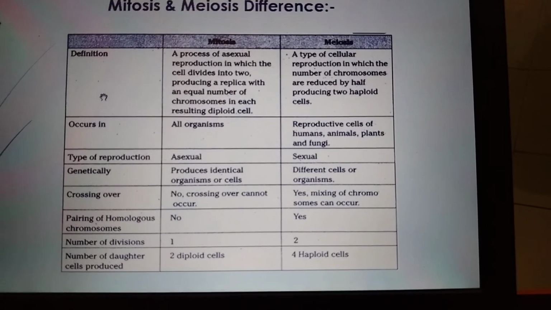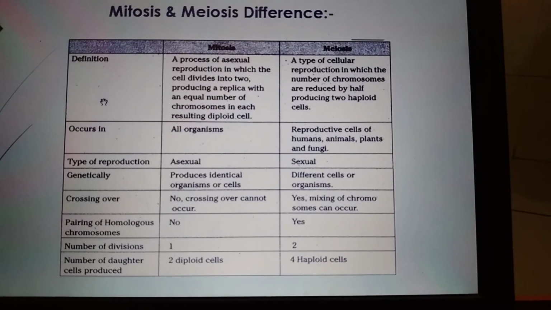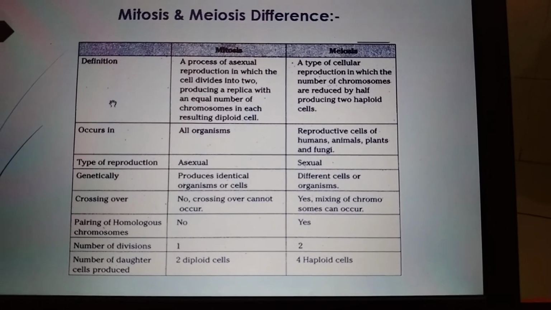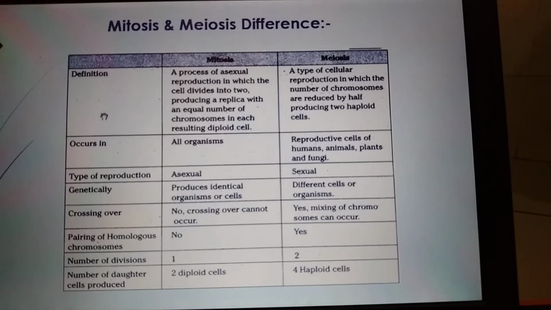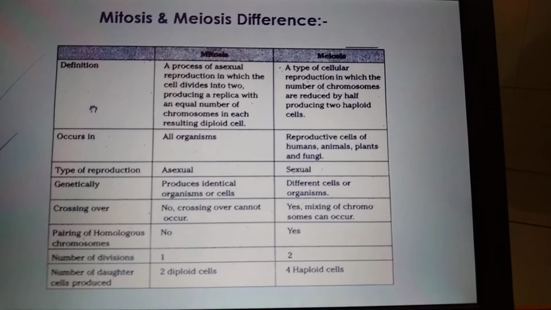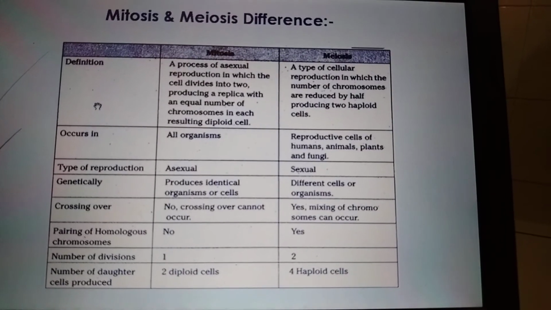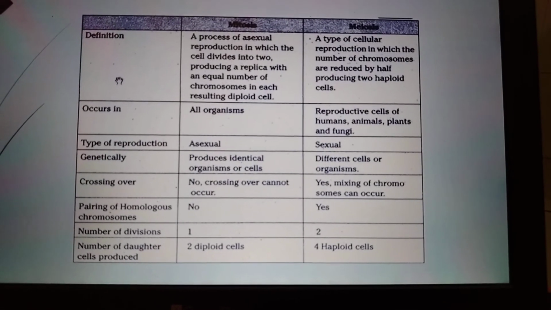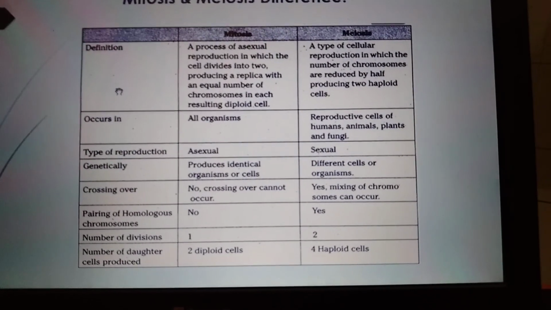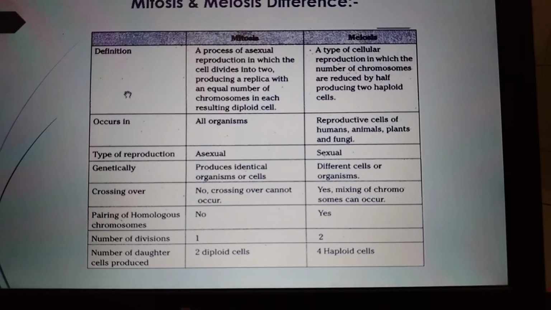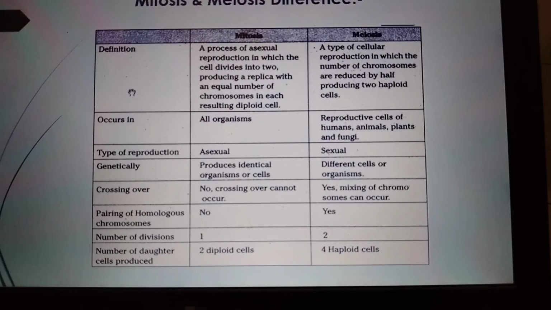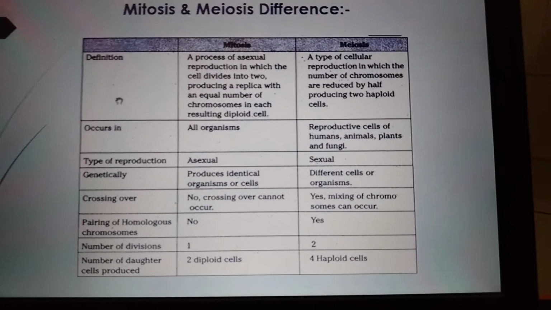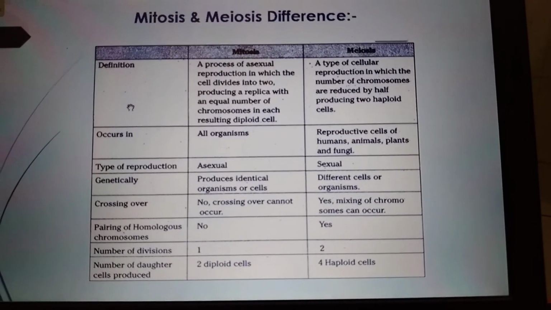Now where it occurs, mitosis and meiosis. Mitosis generally occurs in all organisms. Meiosis occurs in the reproductive cells of humans, animals, plants and fungi. What is the type of reproduction? Mitosis is asexual, and meiosis is sexual. Genetically, mitosis produces identical organisms or cells, and in meiosis different cells or organisms are produced. Then no crossing over takes place in mitosis, and in meiosis, yes, mixing of chromosomes can occur. Then pairing of homologous chromosomes, homo means same, does it occur in mitosis? The answer is no, but it occurs in meiosis, the answer is yes.